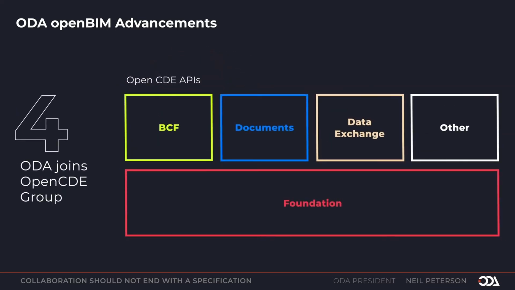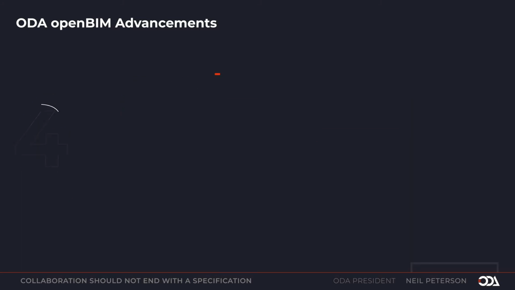This year, ODA joined the BSI OpenCDE group. The OpenCDE group is working to develop a standard set of APIs for data exchange between applications, focusing initially on document-level data, but with the intention of supporting more sophisticated exchange techniques in the future. We'll be implementing an initial set of OpenCDE APIs in our Open Cloud technology later this year.